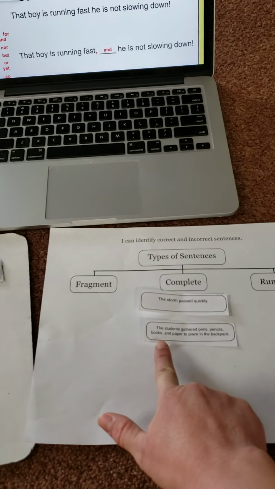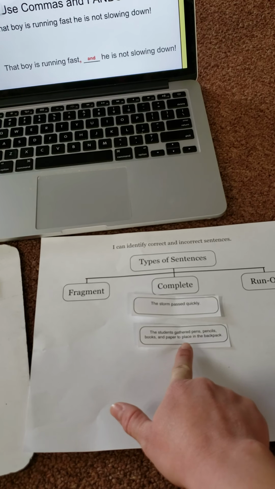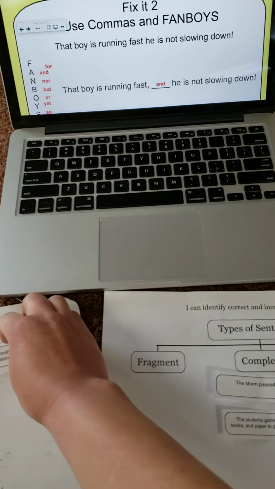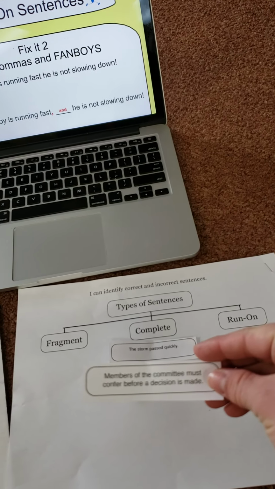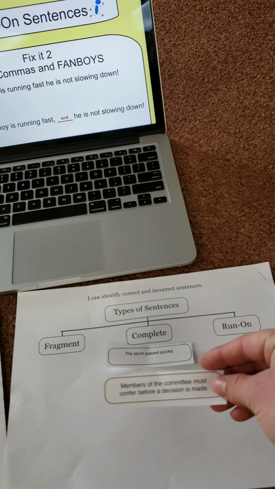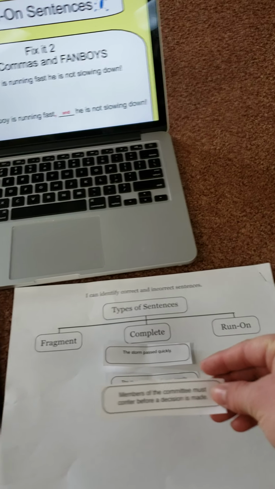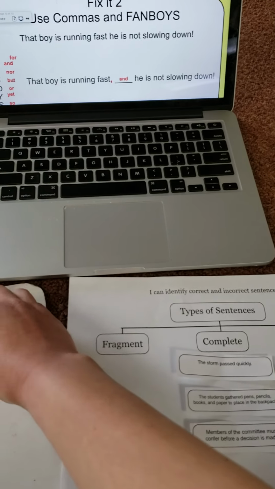And look, it has a comma and an and. Paper to place in the backpack. So it gives us a little time to take a breath. Members of the committee must confer before a decision is made. Who's the sentence about? Members of the committee. What do? Must confer before a decision is made. That is a complete sentence.